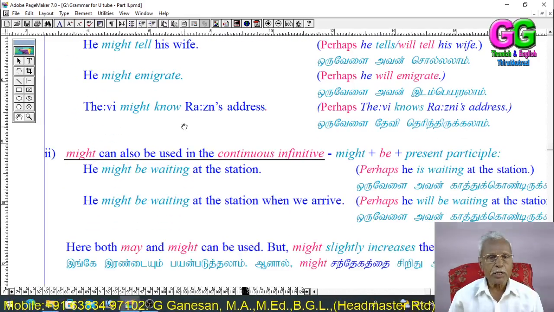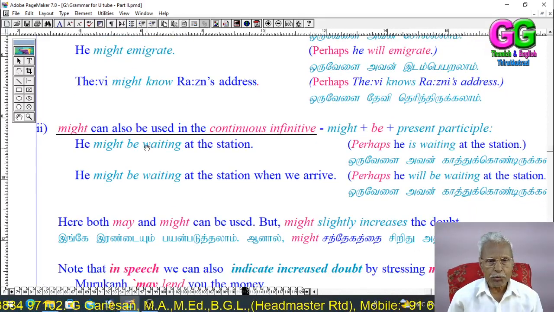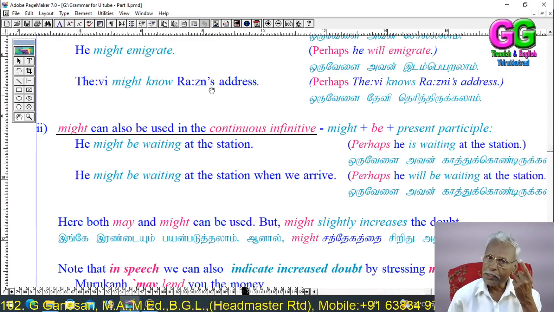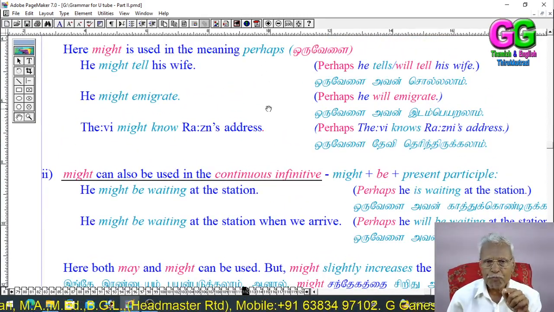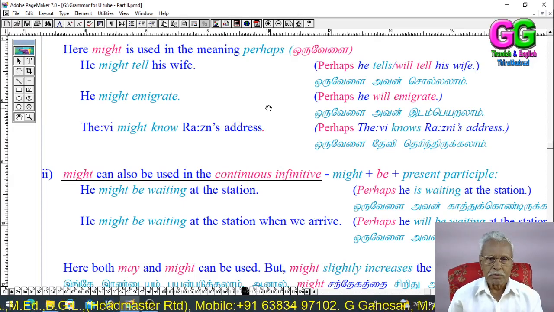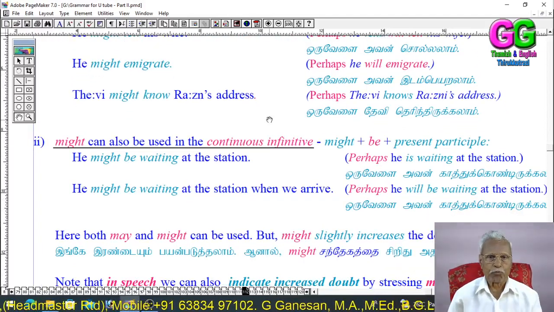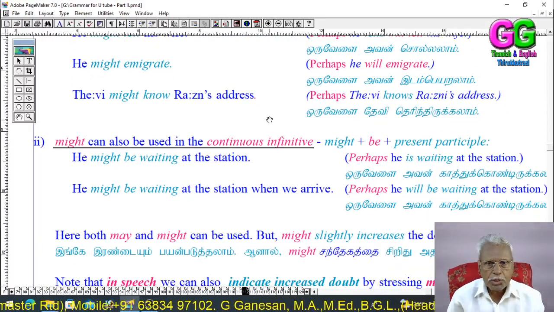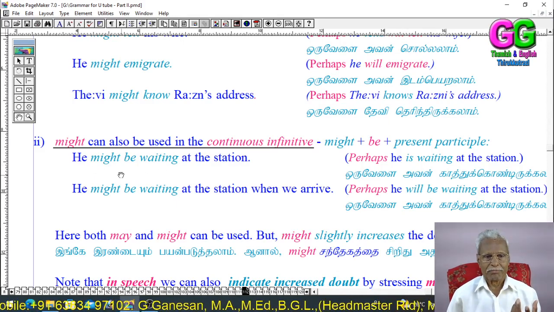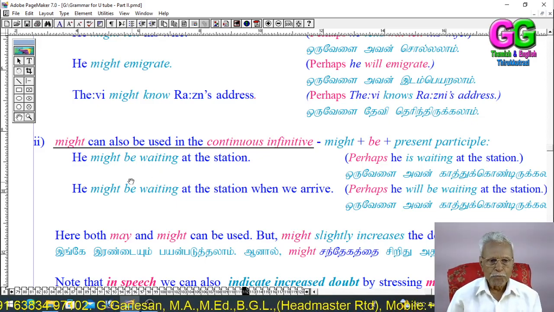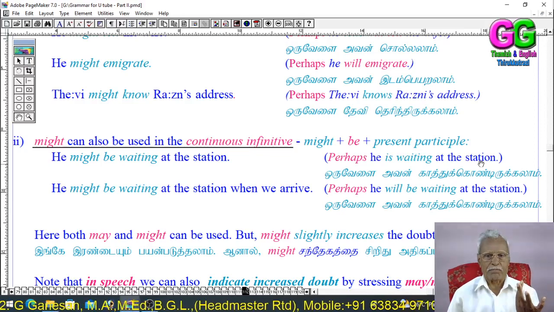Then the second use under possibility. Might can also be used with the continuous infinitive. That is, in the first use we saw might is used with the bare infinitive, that is simple infinitive. But here it can also be used with the continuous infinitive. You see, he might be waiting at the station. Might be waiting, continuous infinitive. He might be waiting at the station. Perhaps he is waiting at the station.